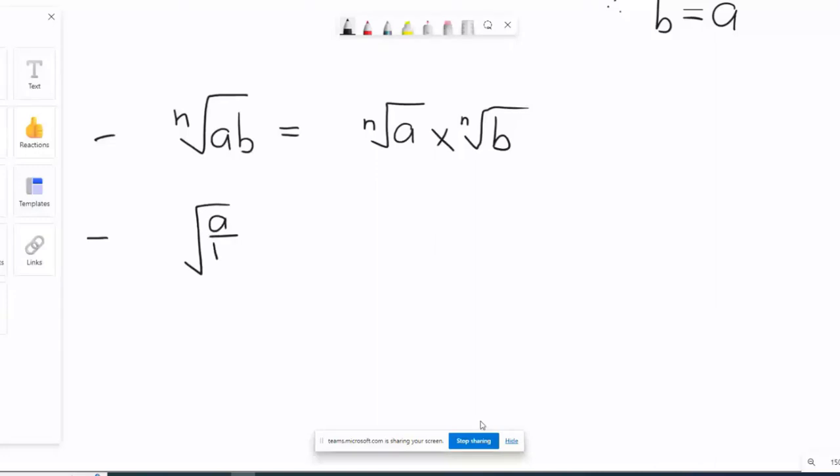So the nth root of a over b can be written as the nth root of a divided by the nth root of b. I think it's intuitively plausible. It can happen that way. Makes sense. Okay.